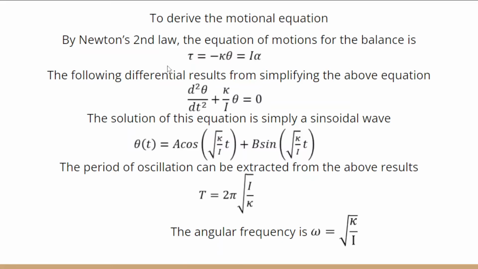The solution of this equation is simply a sinusoidal wave, just like this. The period of oscillation can be extracted from the above results. T equals 2 pi multiplied by the square root of I over kappa, and the angular frequency is omega equals the square root of kappa over I.